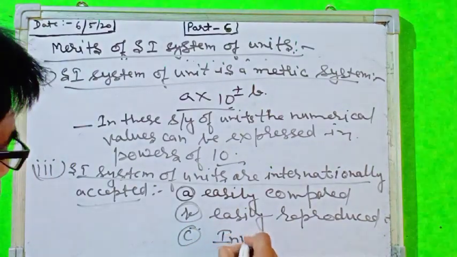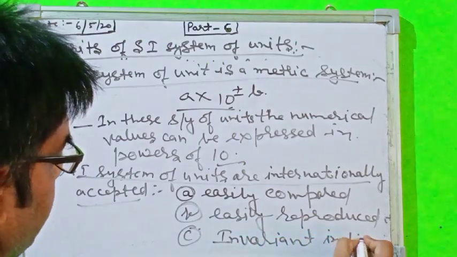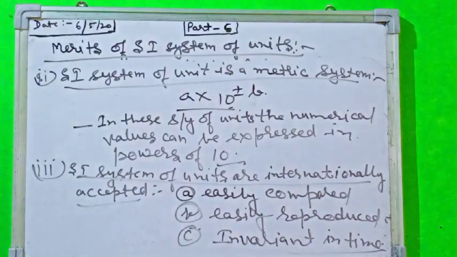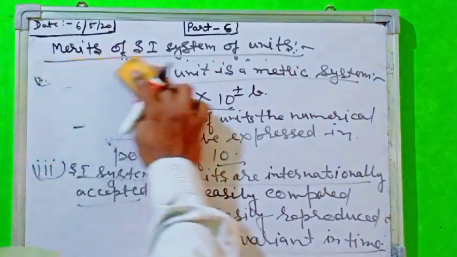Invariant in time means with respect to time, the SI system of units is not going to vary. Whatever its value at this time, in summer days the same value, in winter the same value, in future, past and present, it will always give the same value. So it is invariant in time. And the last one is, it is a coherent system of unit.